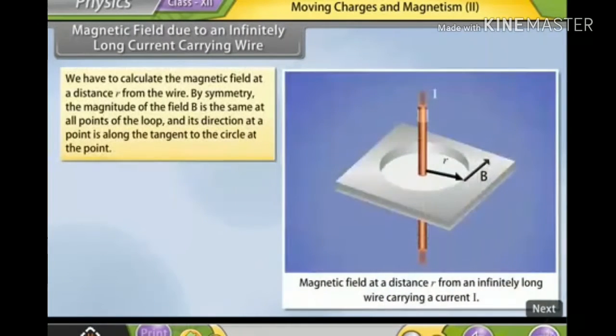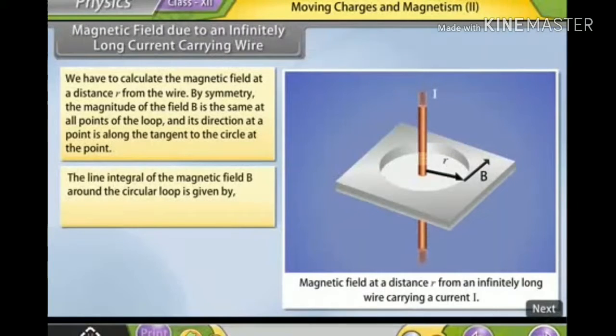Magnetic field due to an infinitely long current carrying wire. We have to calculate the magnetic field at a distance r from the wire. By symmetry, the magnitude of the field B is the same at all points of the loop, and its direction at a point is along the tangent to the circle at the point.